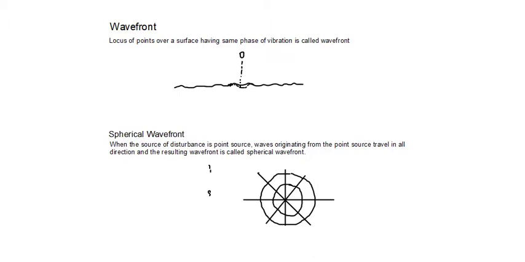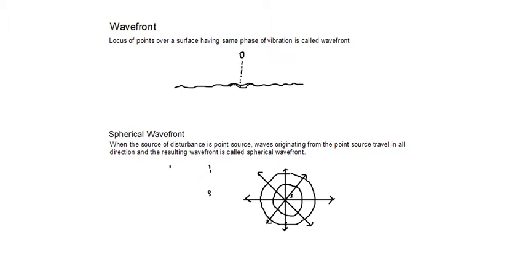Such a sphere will be called a spherical wavefront. Spherical wavefronts are produced by a point source. So, here is the point source S. When the source of disturbance is a point source, waves originating from it travel in all directions, and the resulting wavefront is called a spherical wavefront, just like we have seen with this circle.